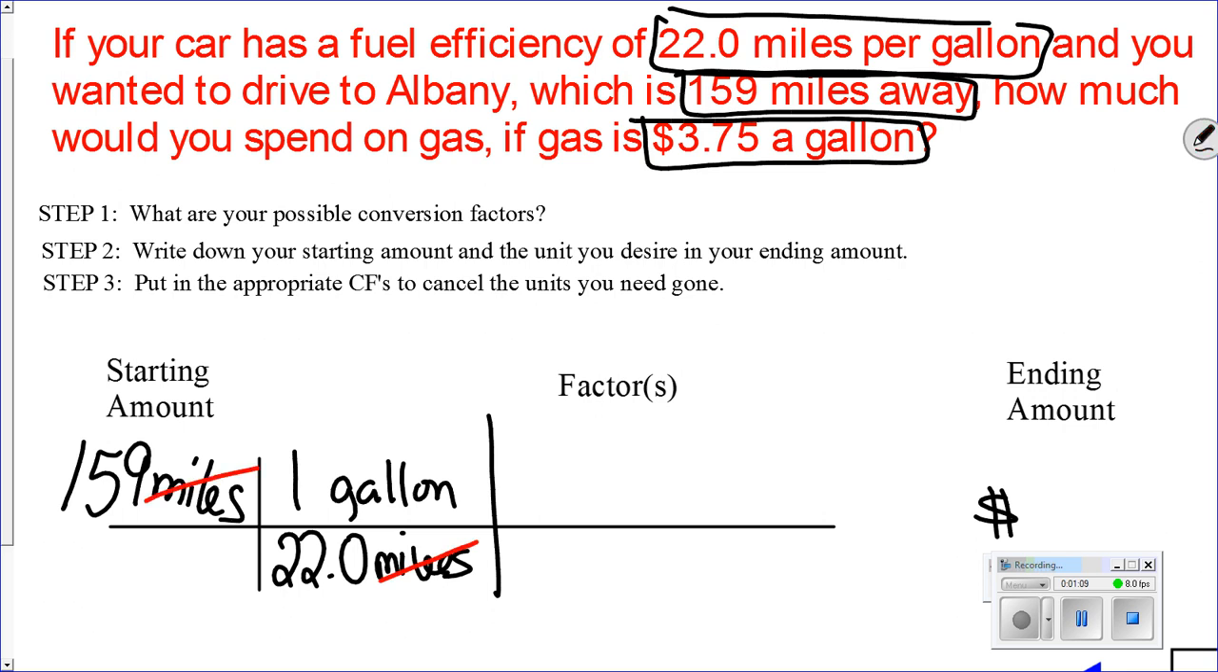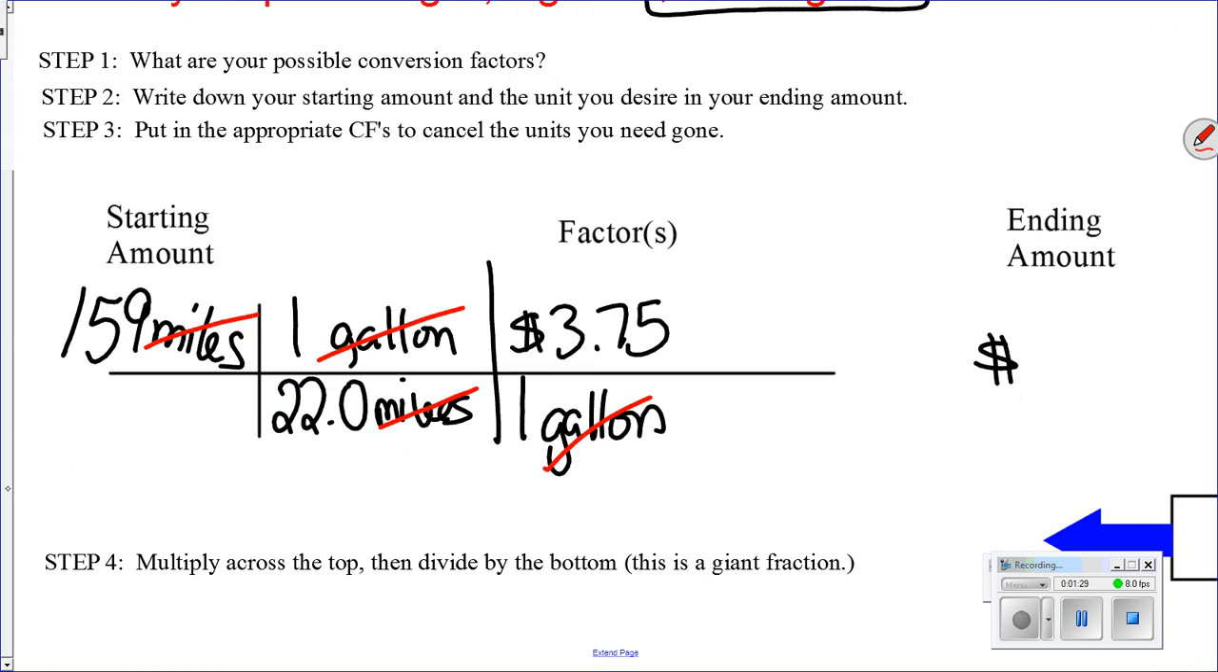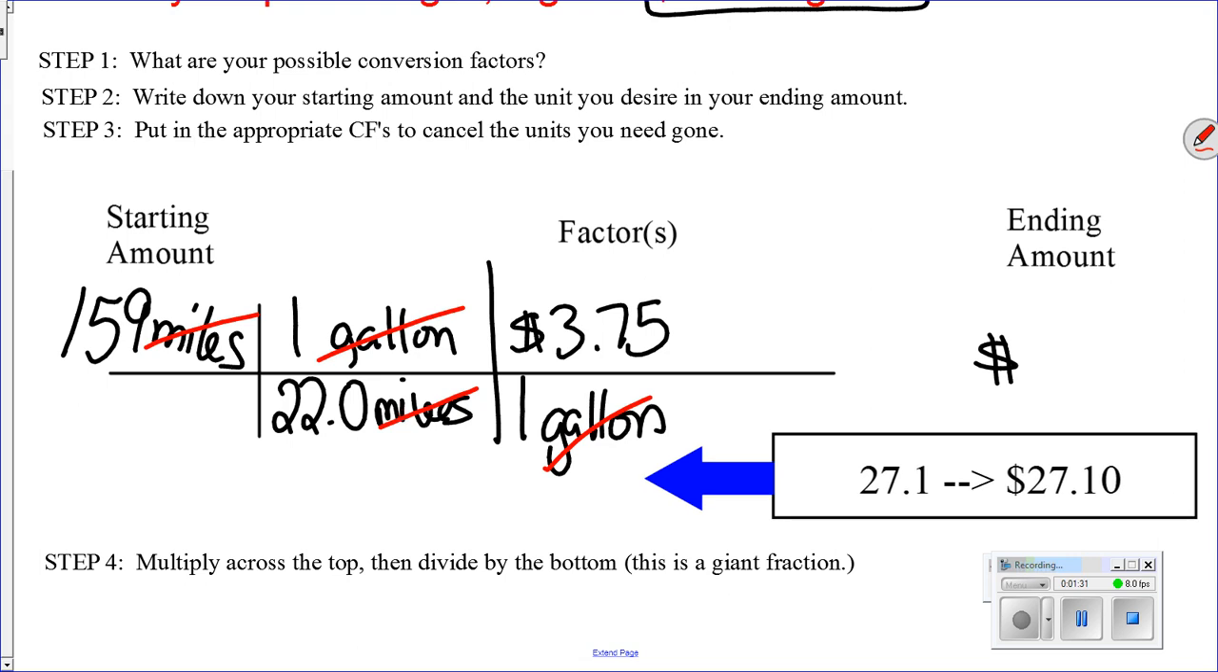Next, I'm going to need to get rid of gallons. It's very easy to turn gallons into dollars by putting 1 gallon on the bottom and $3.75 on top. So now mathematically, I'm doing 159 times 3.75 and dividing that by 22, which is 27.1. We do technically have 3 sig figs here. What I did was treat it like money, so $27.10.